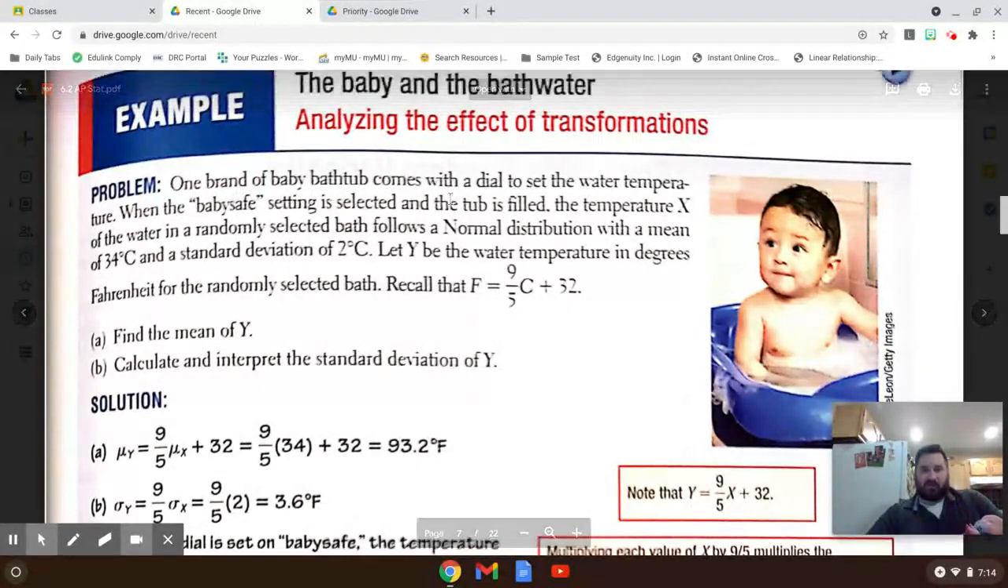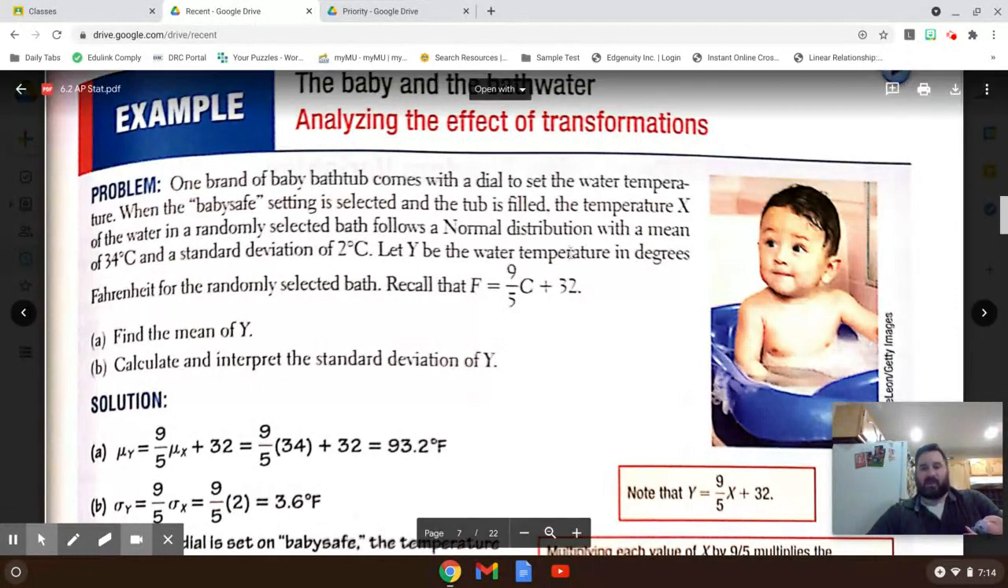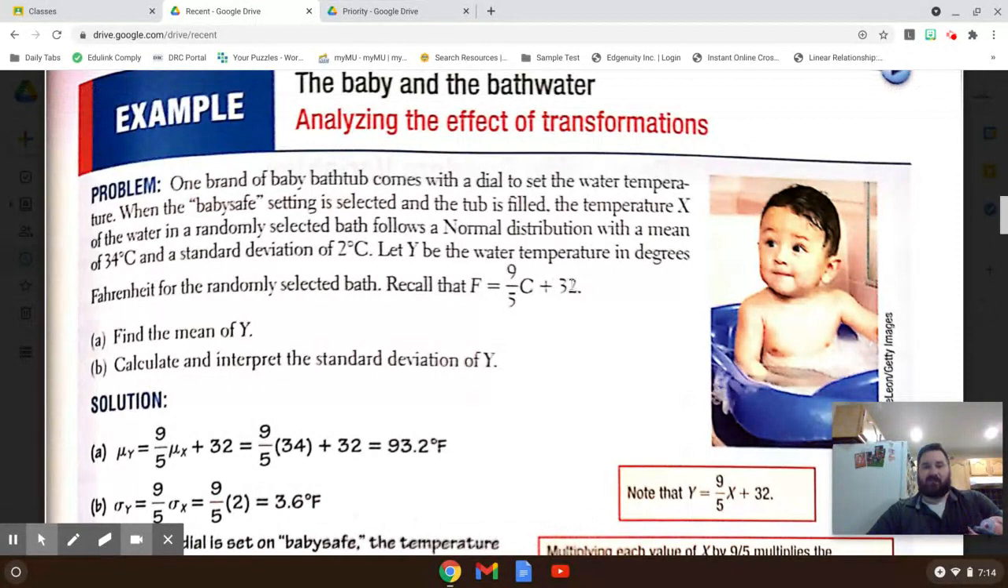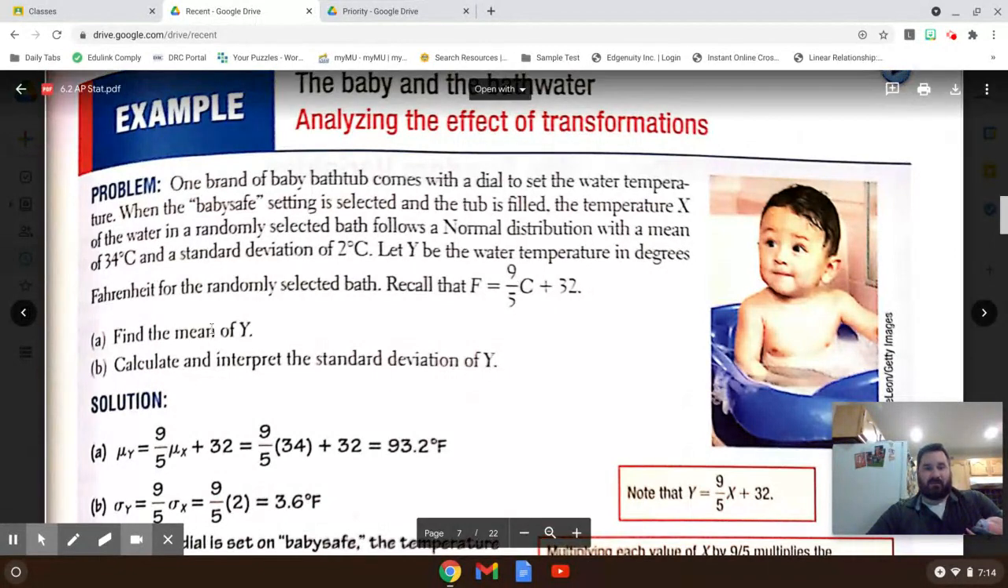So we have a normal distribution of temperatures with a mean of 34 degrees Celsius and a standard deviation of 2 degrees Celsius. Let Y be the water temperature in degrees Fahrenheit. So here's our calculation: 9/5 C plus 32. So we're multiplying by a number and we're adding a number.